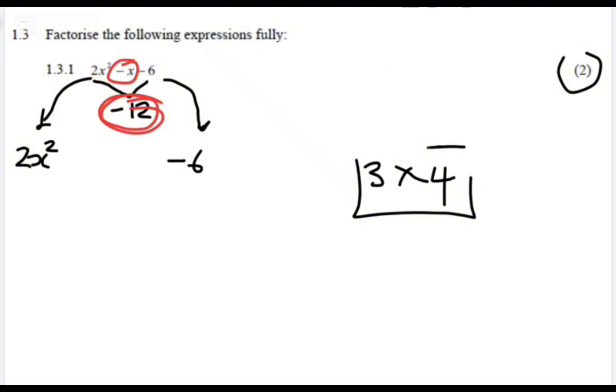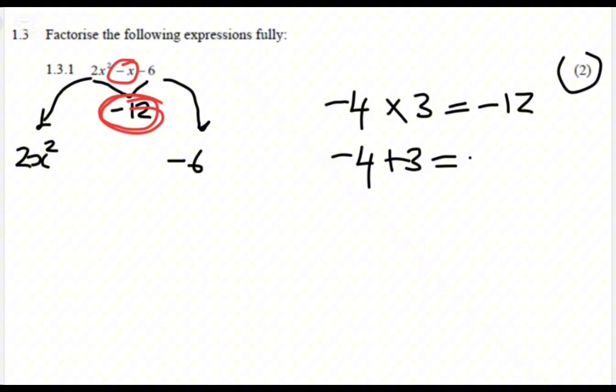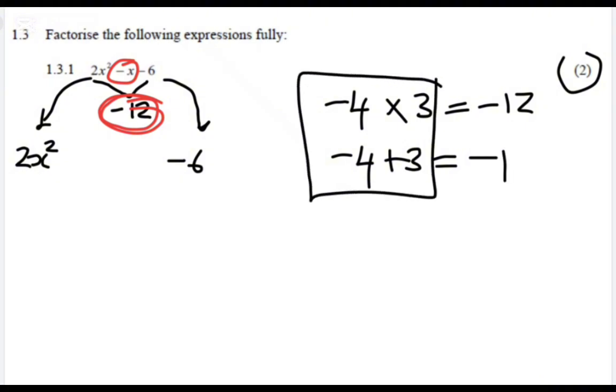So we need to package them in a way that when we multiply them together, it's going to give us this negative 12, and when we add them together, we're going to get what? We're going to get negative 1, actually. Perfect. So if you pay attention here, when we take this negative 4 and multiply it with 3, we do get negative 12, and negative 4 plus 3, we do get what? Negative 1. Perfect. So it means that these are the perfect factors that we are looking for.